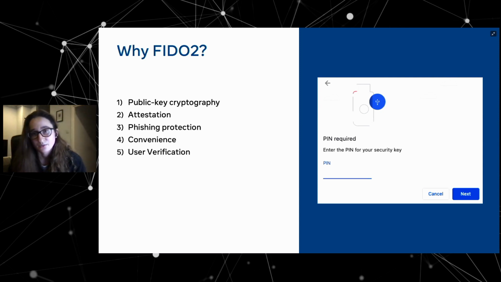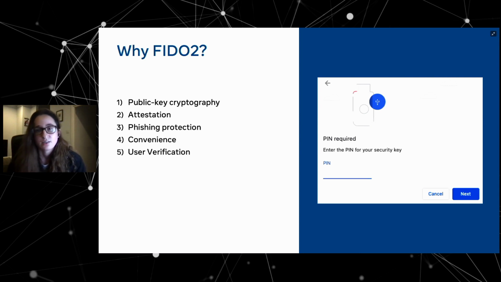To start, FIDO2 is based on public key cryptography. So when you trigger your FIDO2 authenticator, you are actually signing a challenge. FIDO2 also has support for attestation, meaning that we can distinguish between vendors and models of keys, which can be extremely powerful in the event that we find we need to block hardware where vulnerabilities have been discovered. There's also support for browser-based phishing protection, and in terms of convenience, FIDO2 opens us up to the world of passwordless authentication, which not only makes things easier on users, but limits the risk of weak or repeat passwords.